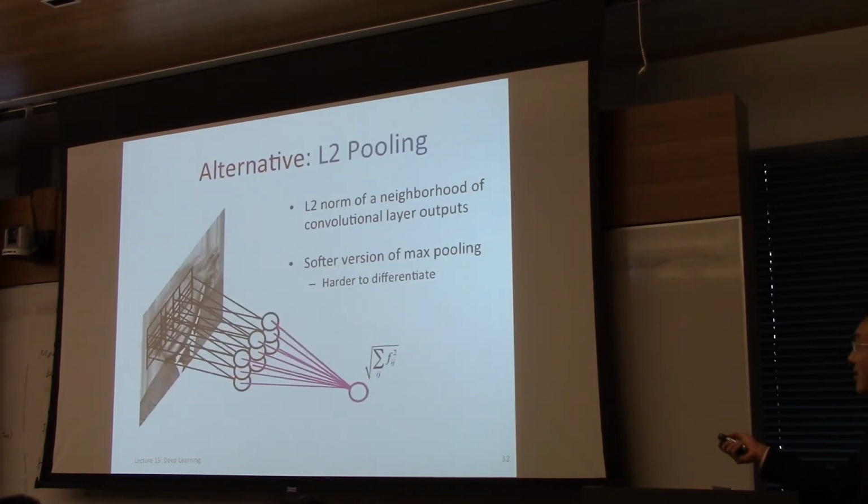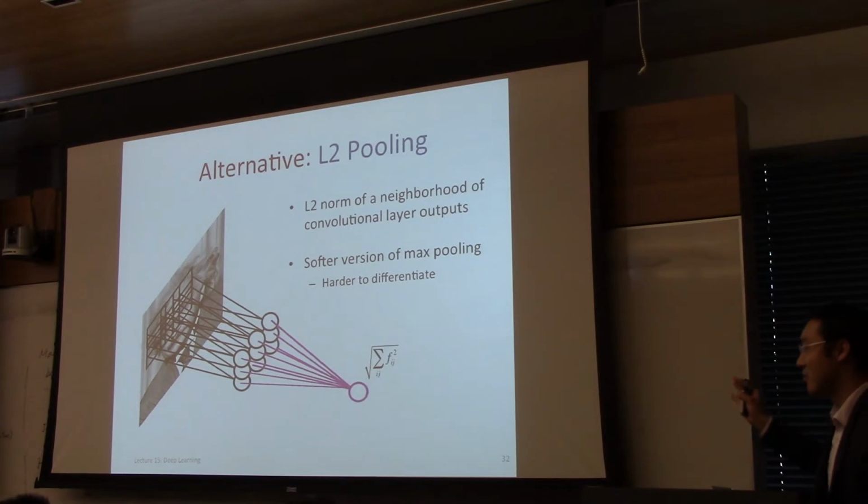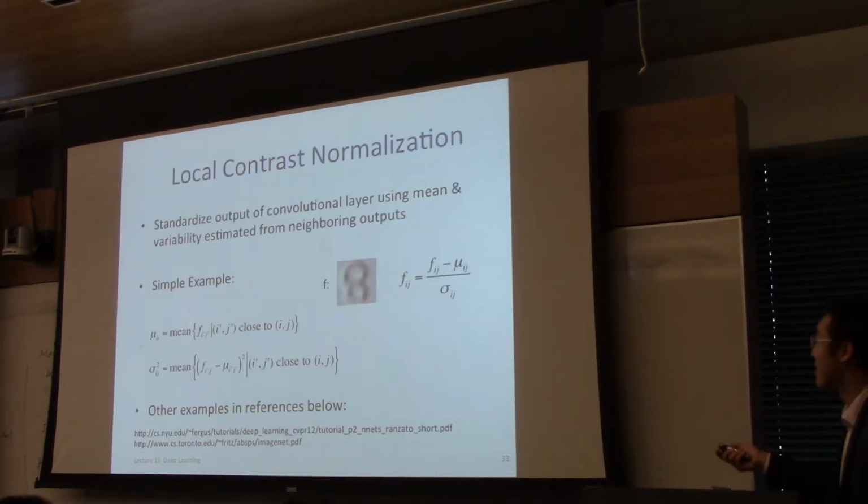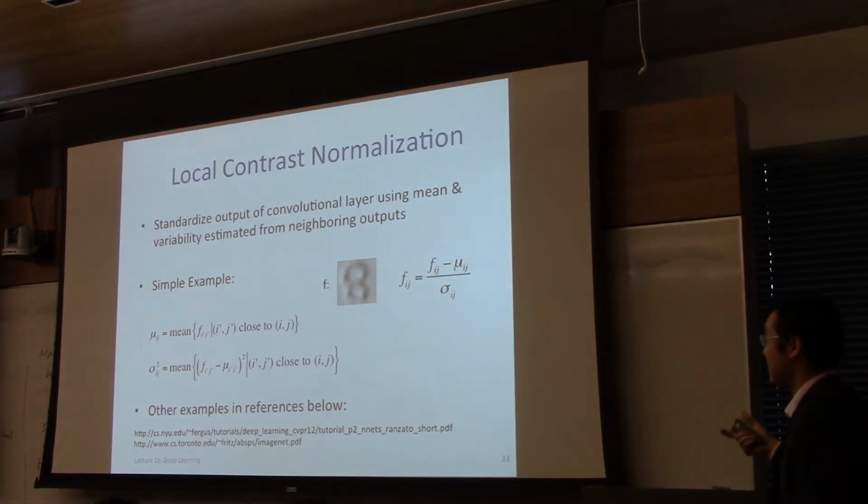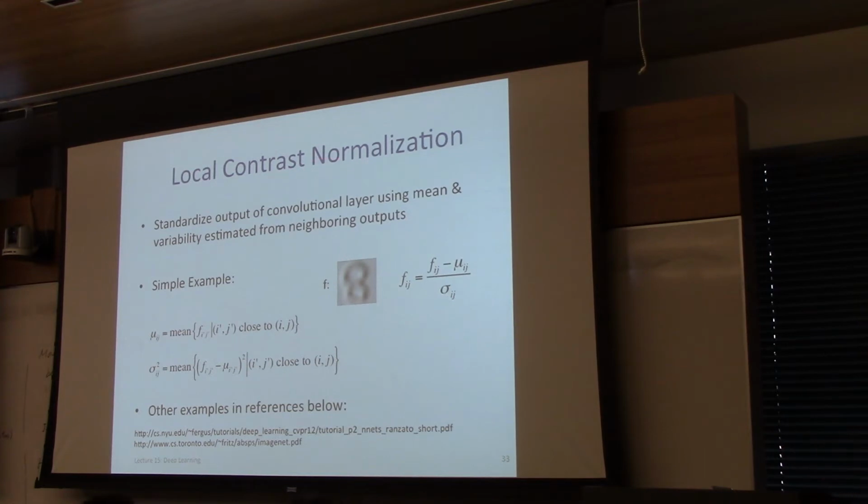Of course, nothing here explicitly deals with the fact that the absolute intensities could be high or low, because at the end of the day you feed this to a linear model, which doesn't tell you much about high or low. So a technique that people often use is called local contrast normalization. It's a relatively fancy name for a simple thing: you standardize the output of the convolutional layers using the mean and the variability of its estimated parameters.